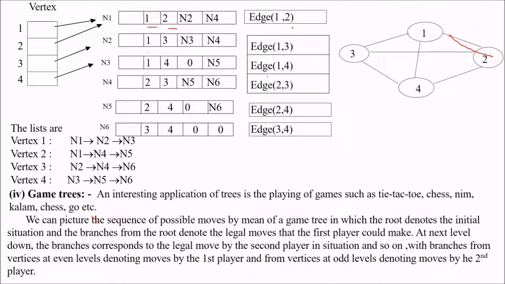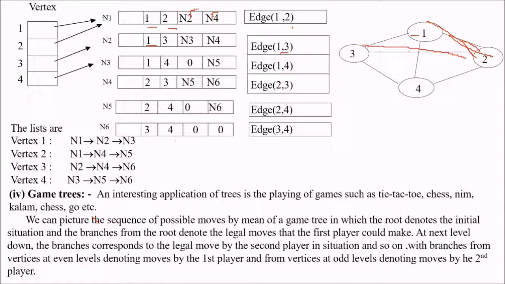So 1 to 3, 1 to 4, 2 to 3, 2 to 4, 3 to 4. But what is happening here is the lists are like this: N1 to N2 to N3. So from N1 to N2 to N3, N1 to N2 to N3. For this, we know that 1, 2 also has N2 and N4. So let me explain you in some other way.